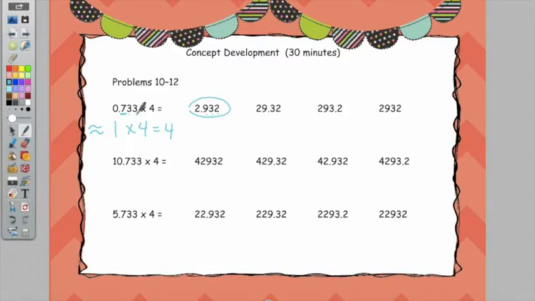Okay. So this number is about 10. What's 10 times 4? 40. Which one of these is closest to 40? 42.932. Okay. So we'll see if that works out when we round this. So round 10 to the nearest whole number. 7 is above or below the midpoint? Above. So the 0 becomes 1. So 11 times 4. Write that down. 44.